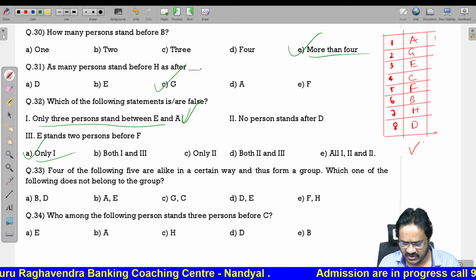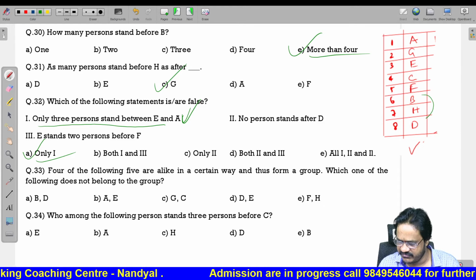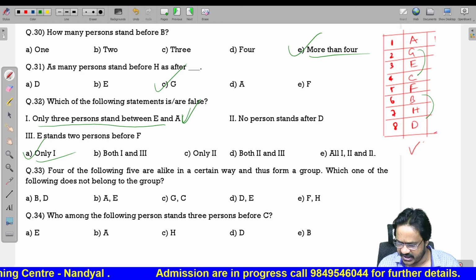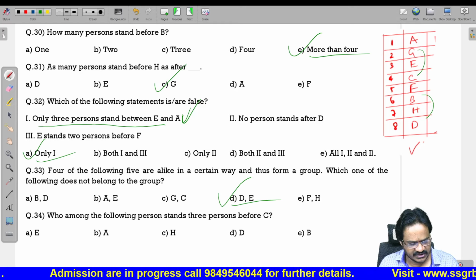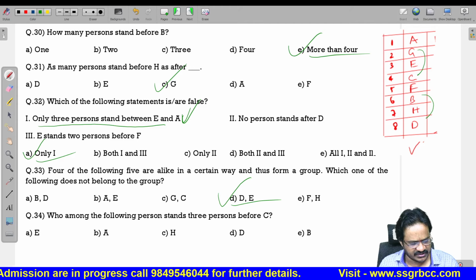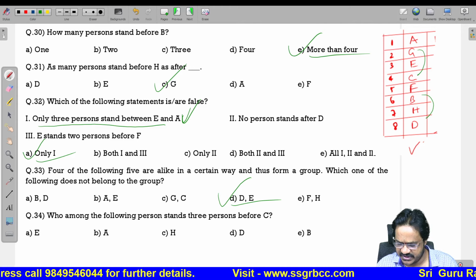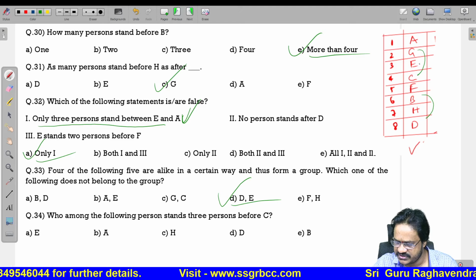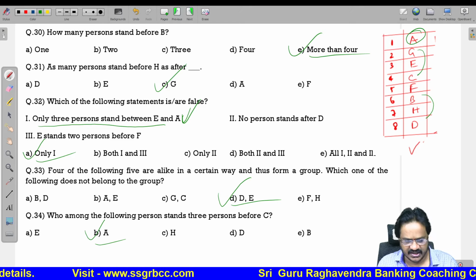4 of the following 5 are alike in a certain way and hence form a group. So B and D, we can see 1 gap. G and C, 1 gap. D and E, more than 1 gap is there. Then next one. Who among the following persons stands 3 persons before C? So 3 persons before C means the person is A. 2 is the correct answer.